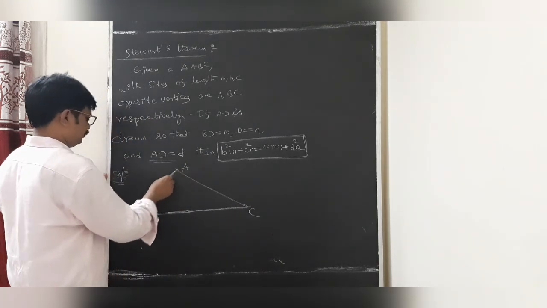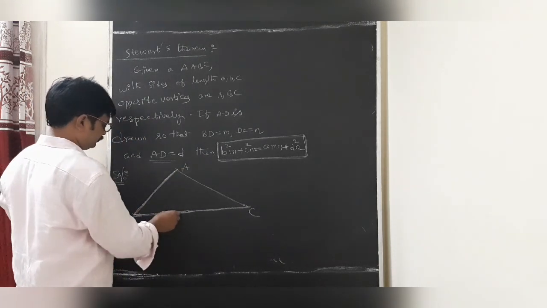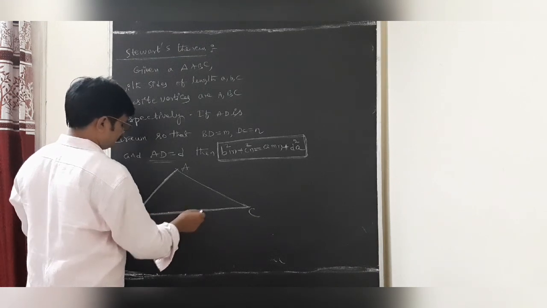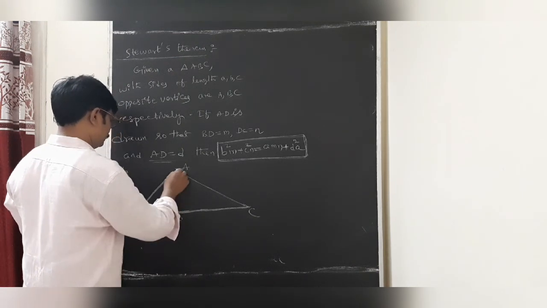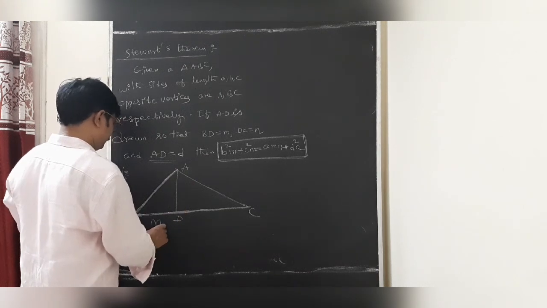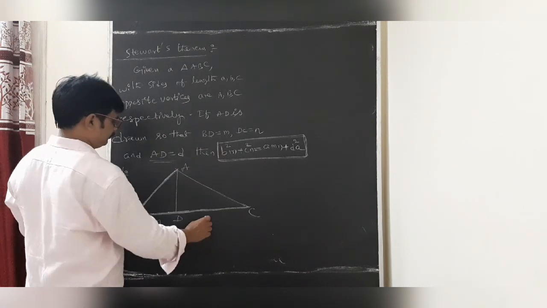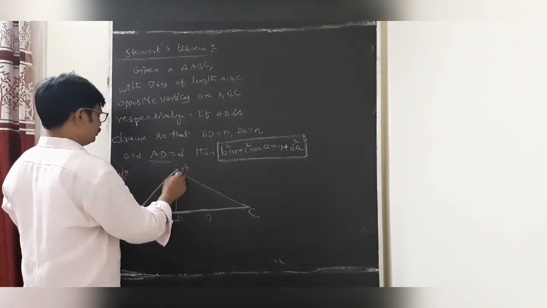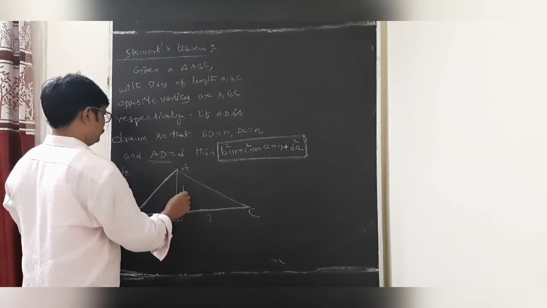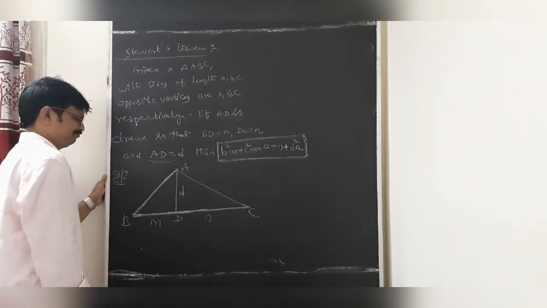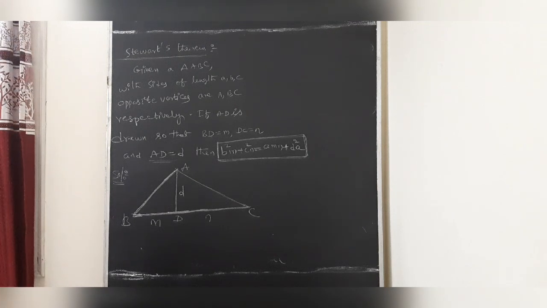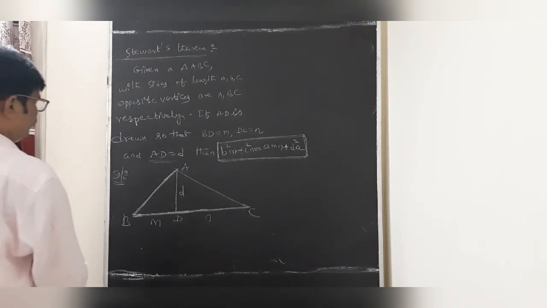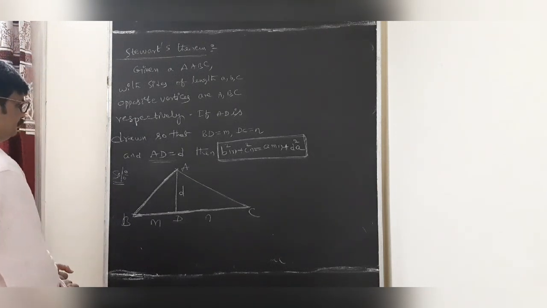This is triangle ABC. D is a point on BC. Given that BD is m, DC is n, and AD is d. My dear students, here what we observe?